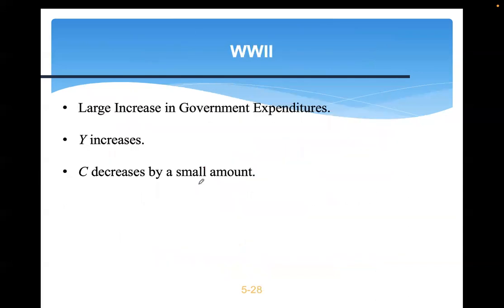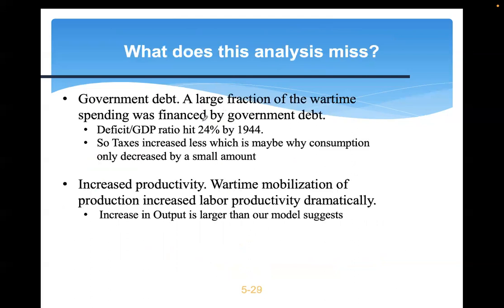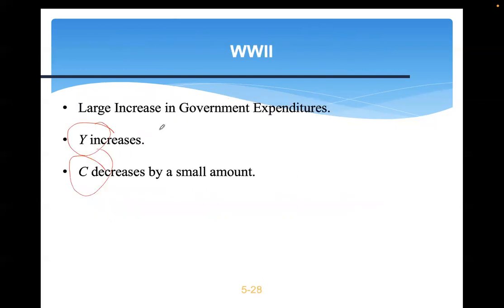So this kind of summarizes it. A large increase in government expenditure leads to a Y increase and a C decrease, but the C decrease is a small amount. But there is something very important missing from this analysis. Number one.